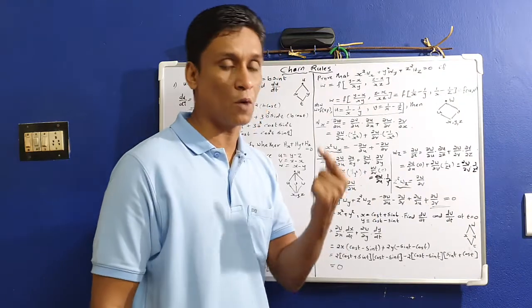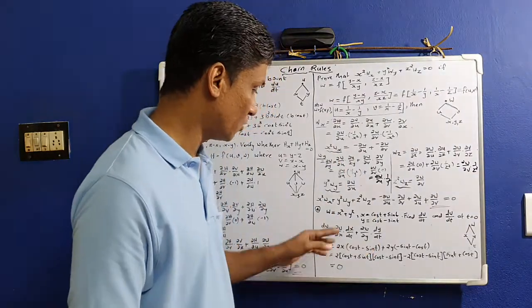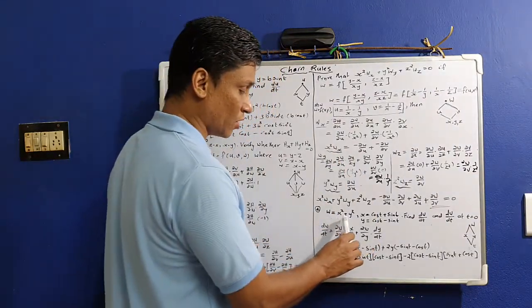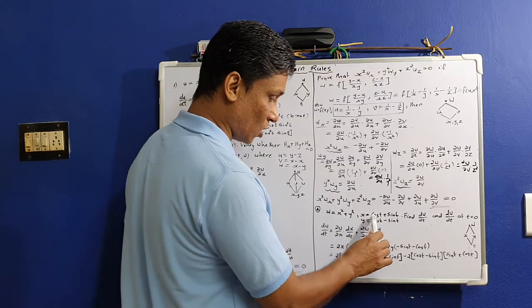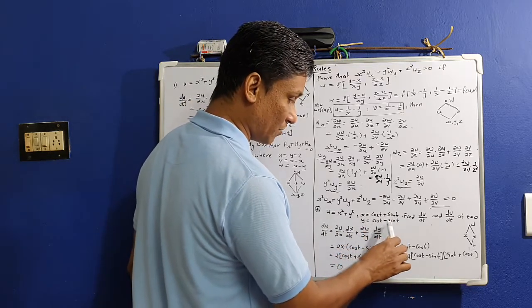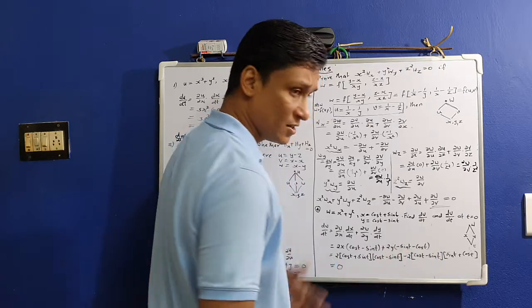We will do one more problem in this video. So it's a simple problem. Look at this. Suppose w equal to x square plus y square, x equal to cos t plus sin t, y equal to cos t minus sin t. Find dw by dt.